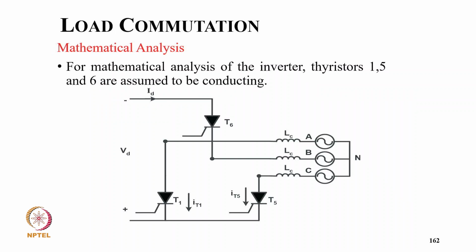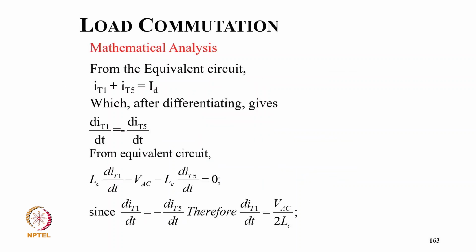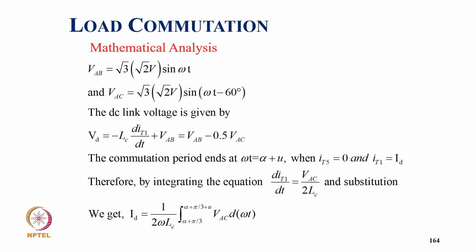For mathematical analysis of the inverter, thyristors 1, 5 and 6 are conducting during commutation. From the equivalent circuit, IT1 plus IT5 equals ID, and differentiating, dIT1 by dt equals minus dIT5 by dt. From the equivalent circuit, Lc dIT1/dt minus VSC minus Lc dIT5/dt equals 0. Since dIT1/dt equals minus dIT5/dt, therefore dIT1/dt equals VSC upon 2Lc. VAB equals root 3 root 2 V sin omega t, and VSC equals root 3 root 2 V sin(omega t minus 60).